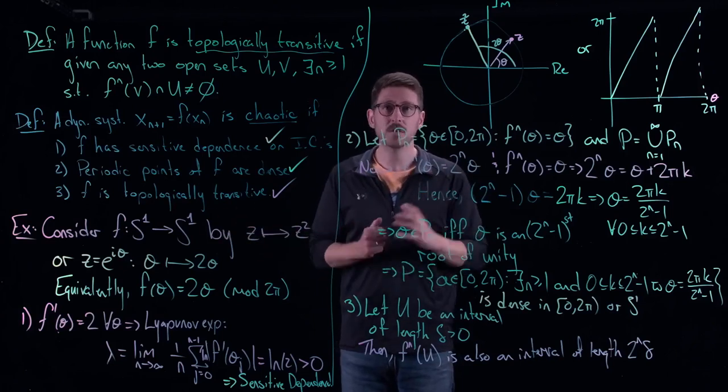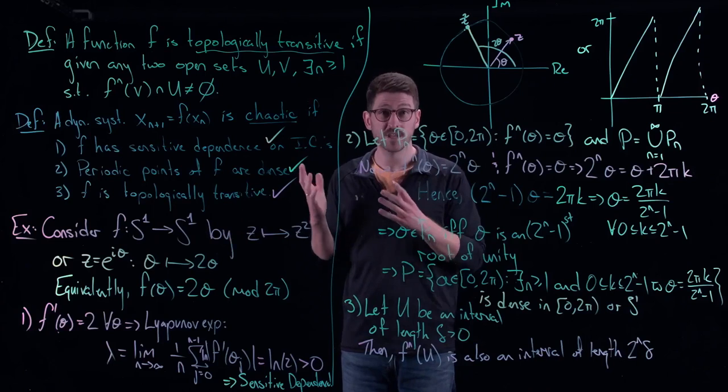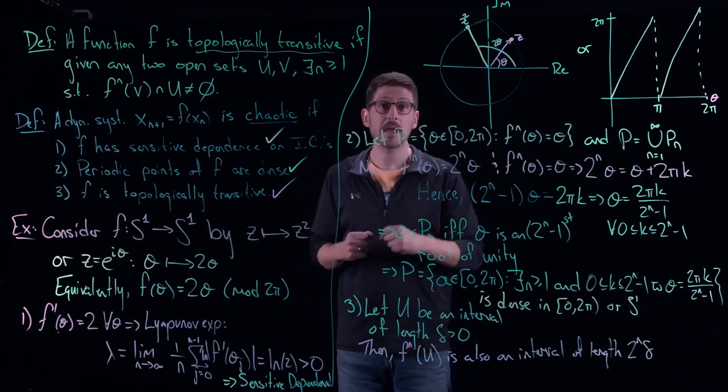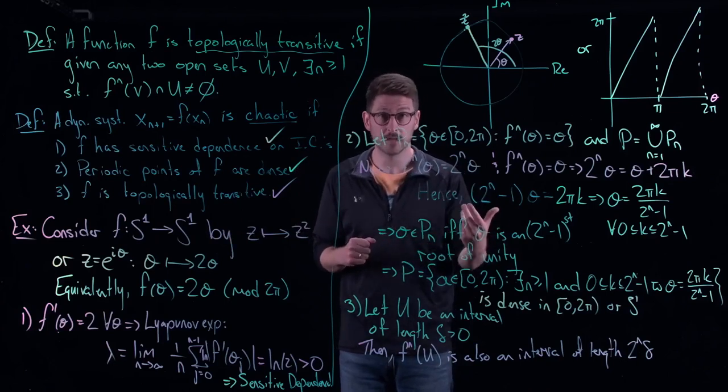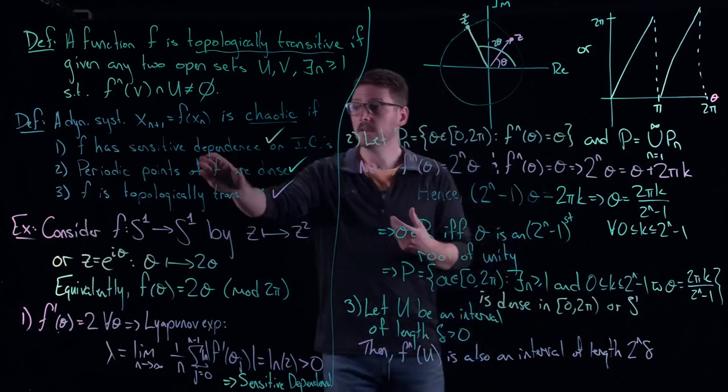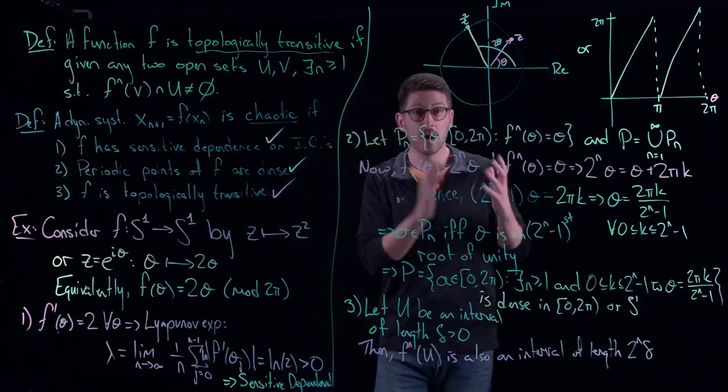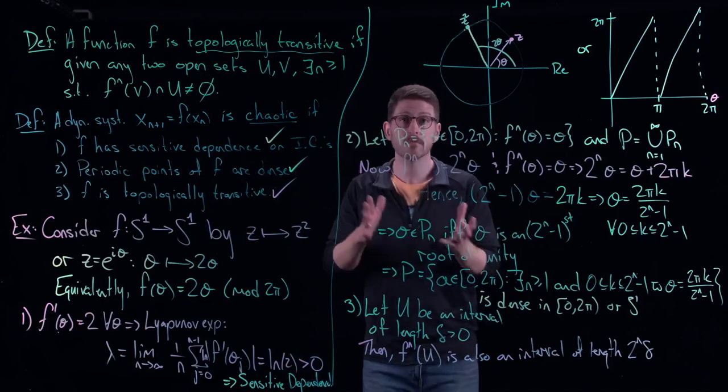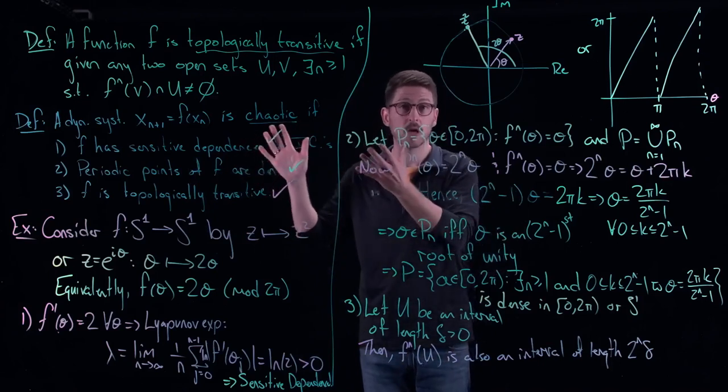So in the next video, I'm going to show you how you can take relatively complicated systems and make them simple using symbolic dynamics. And we can apply the definition of chaos to the symbolic dynamics in order to infer something interesting about a more complicated system.